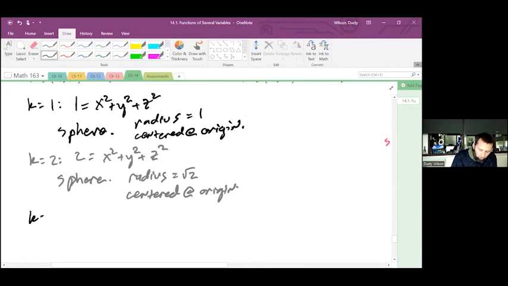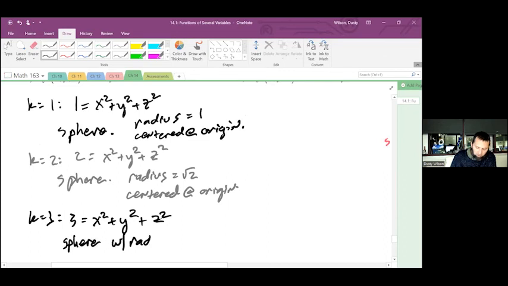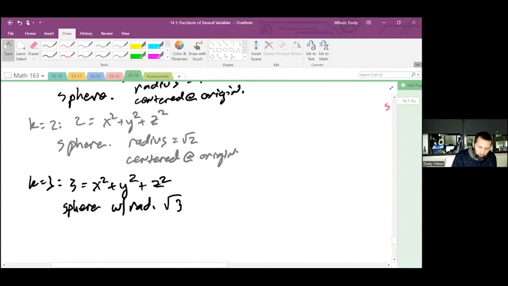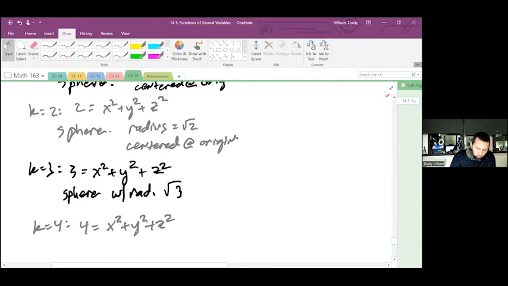So if I let k equal 3, I would get 3 equals x squared plus y squared plus z squared. Notice I'm keeping my k's equally spaced. And I look at this and I'm like, this is also a sphere with radius square root of 3. And do one more. If I let k equal 4, I'm going to get 4 equals x squared plus y squared plus z squared. This is also a sphere. This one has radius 2, and it's centered at the origin.